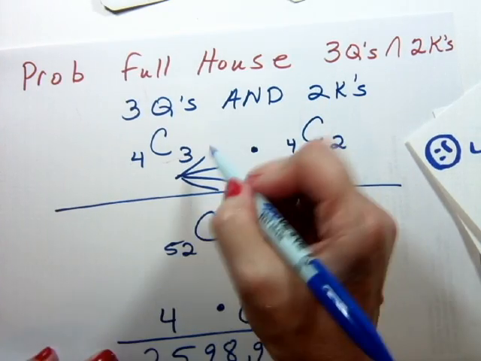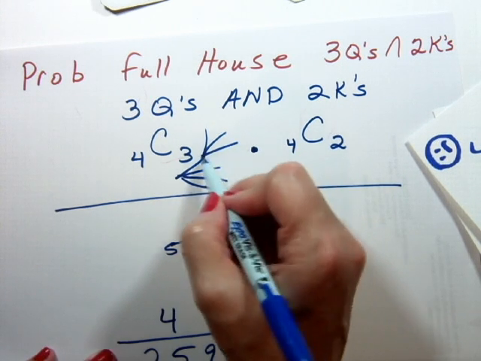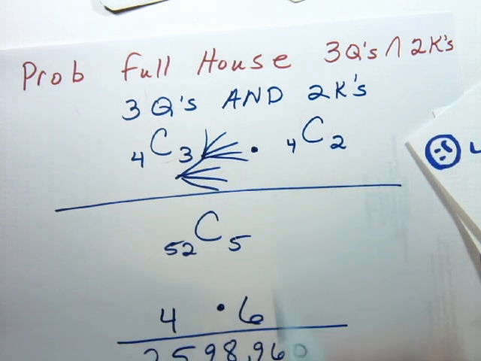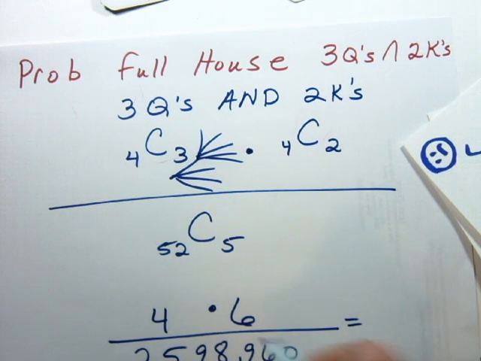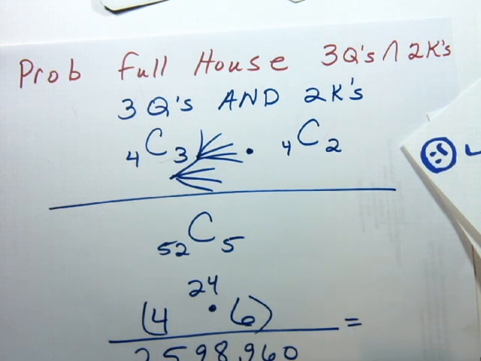Okay, I want you to see what I'm doing. So I'm going to pair. There are 6, so each of these 3 queens will be paired with each of these 6 ways I can give you the 2 kings. So that's going to be 24 out of 2,598,960. When I divide top and bottom by 24, what did I get?